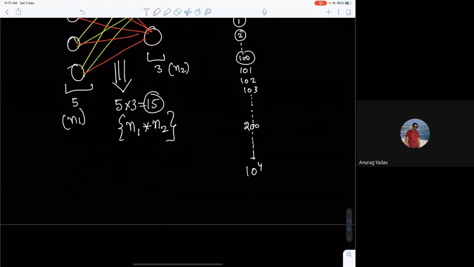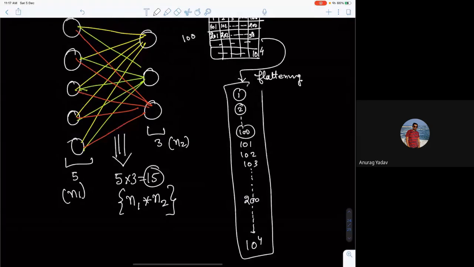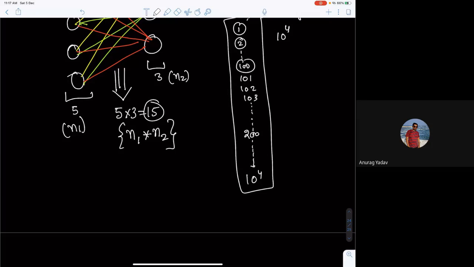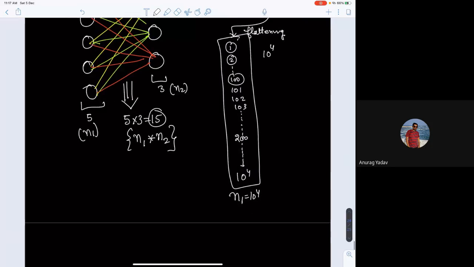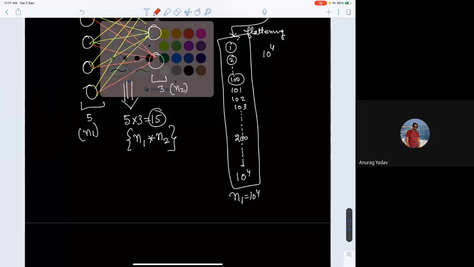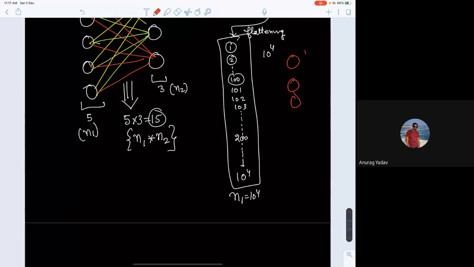My first layer of neurons is going to have, suppose, weights like this. How many? Suppose it becomes 1000. Then your n2 is equal to 10 to the power 3. How many weights are we going to have? n1 into n2. 10 to the power 4 into 10 to the power 3 equals 10 to the power 7.